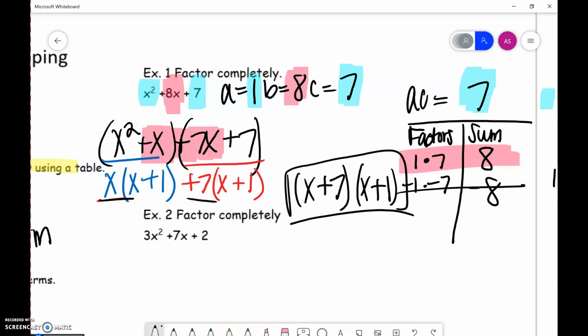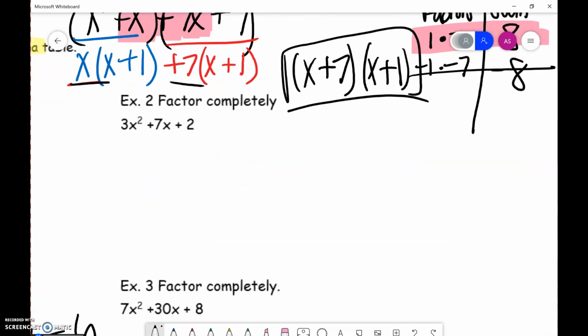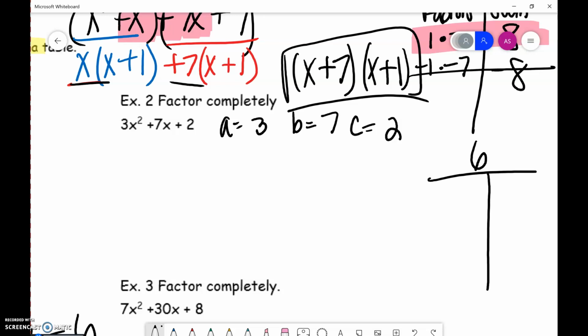All right. Let's move on to our next one. So do we have a GCF? We don't have a GCF, so we can keep going. We have A equal, B equal, C equal. So I have 3, 7, and 2. So my AC is 6, because I multiplied 3 times 2, and I got 6.